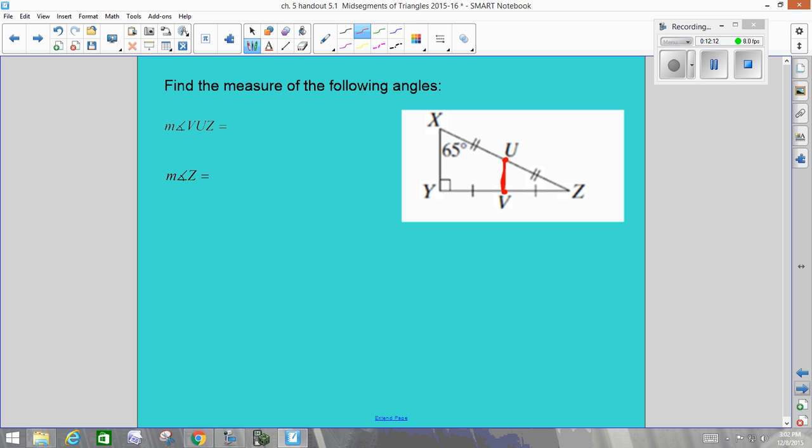It's called a mid-segment. And the theorem says that a mid-segment is what to the third side? No? Parallel, that's the one I'm looking for. So UV should be parallel to which side? XY. Okay, use that. See if that'll help you.